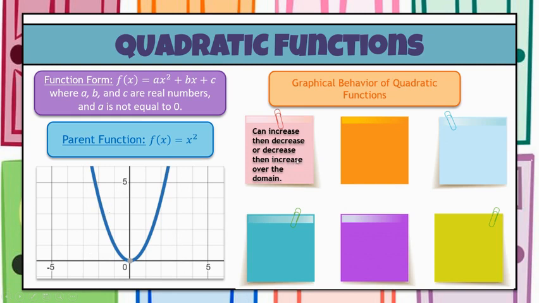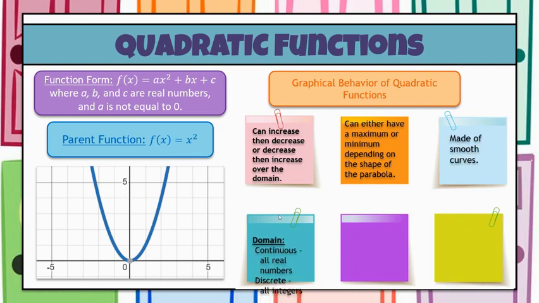So it's going to do both, depending on whether it has a maximum or min. It can have either, depending on the shape of the parabola. So here, this is a minimum value because you can see everything is above this lowest point. If I had a maximum value, everything would be below that highest point. It's made of smooth curves.